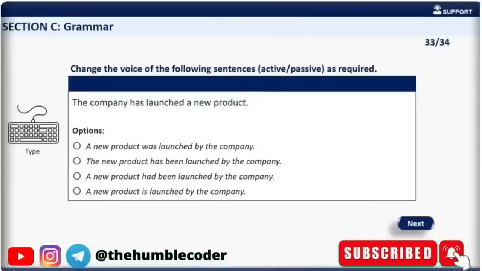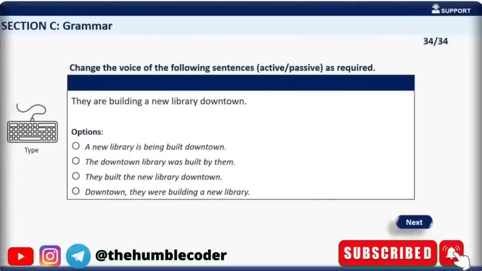The company has launched a new product. Okay, and the options that we have are: a new product was launched by the company, the new product has been launched by the company, a new product had been launched by the company, a new product is launched by the company. So the correct answer in this case is going to be this one, which is, the new product has been launched by the company. Next, let's look at the next question.